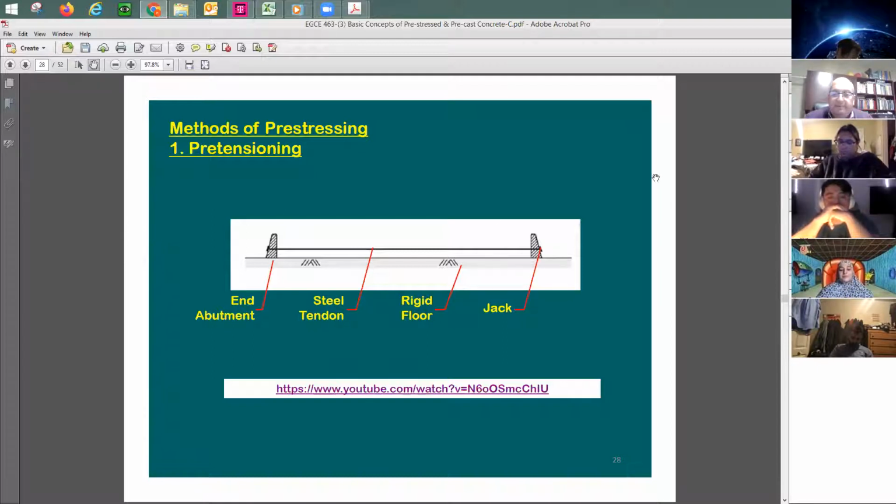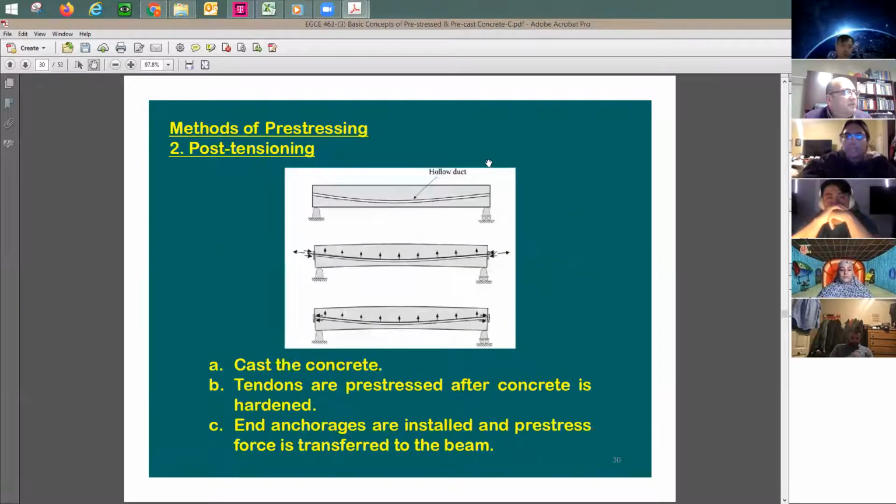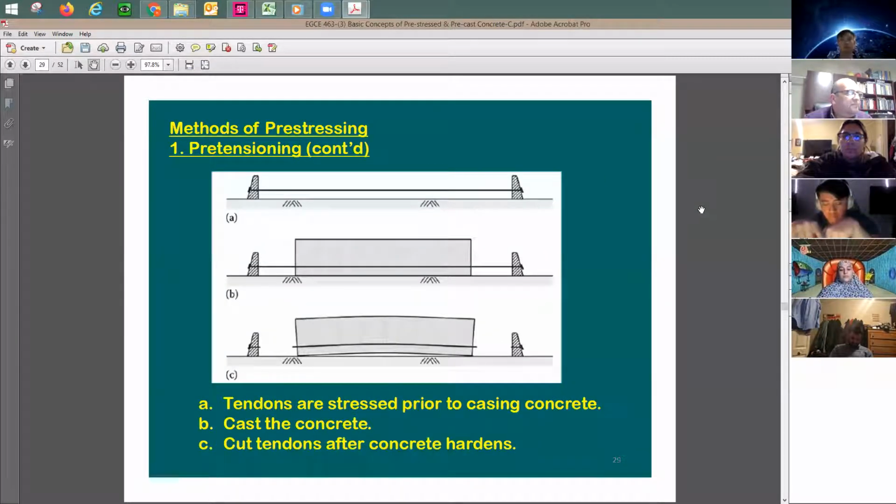So here's what happened. This here is what we call pre-tensioning, because in the method of pre-stressing, we have two methods. One of them is called pre-tension pre-stressed concrete, and the other one is gonna be post-tension. If I may go here, this is gonna be post-tension. Now let's try to understand the major difference between the pre-tension and the post-tension.